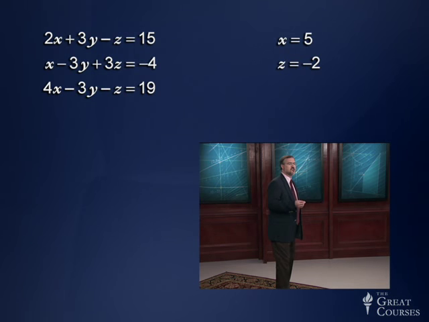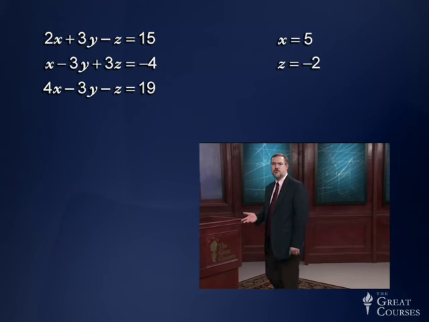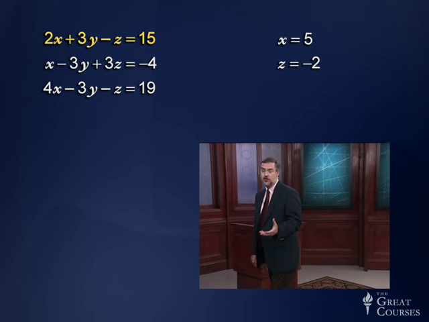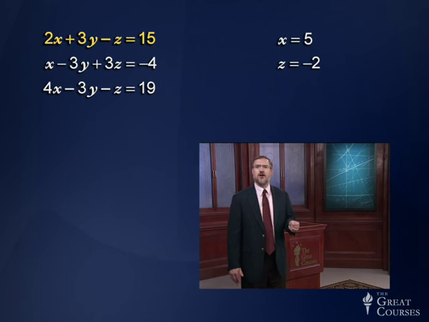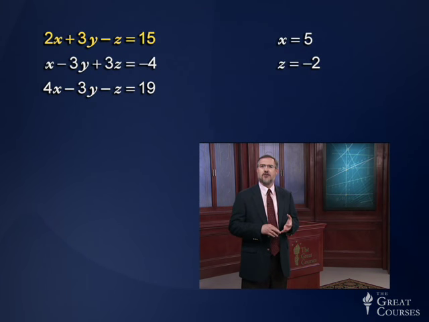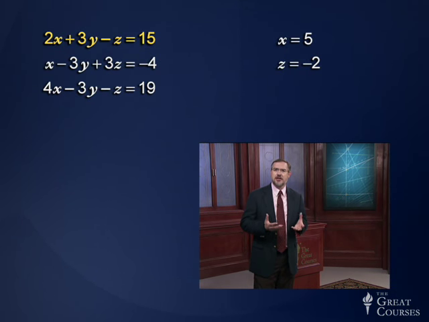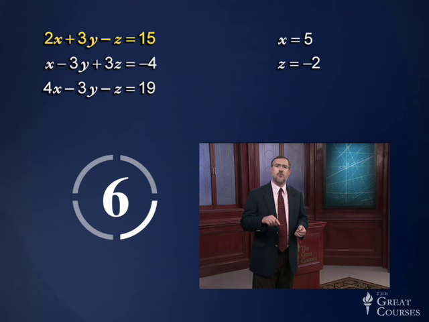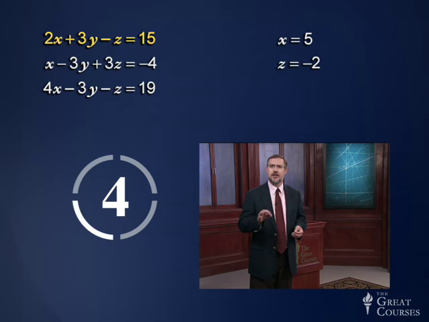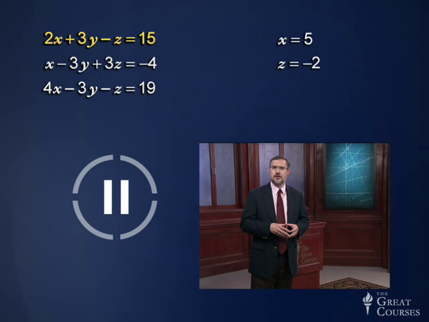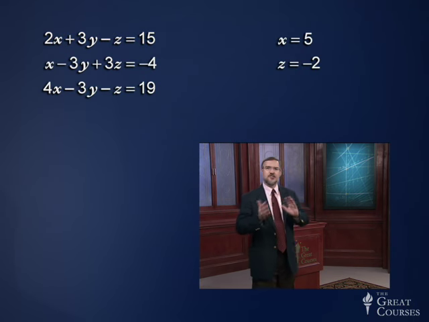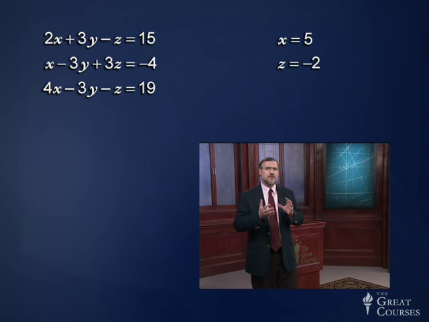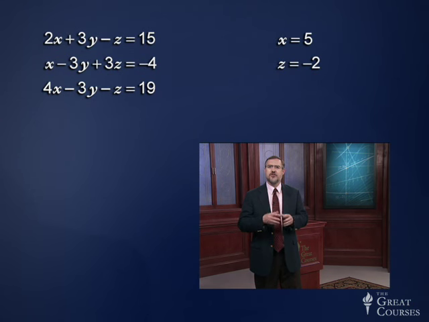So let me suggest that you try going back to, let's say, the first equation in the original set of equations to find the y. Plug in x equals 5 and z equals negative 2 into the equation 2x plus 3y minus z equals 15. And I want you to solve for y. Now, did you get all of those pluses and minuses right? There's a lot of arithmetic here, so let's do this together just to make sure everything worked out correctly.